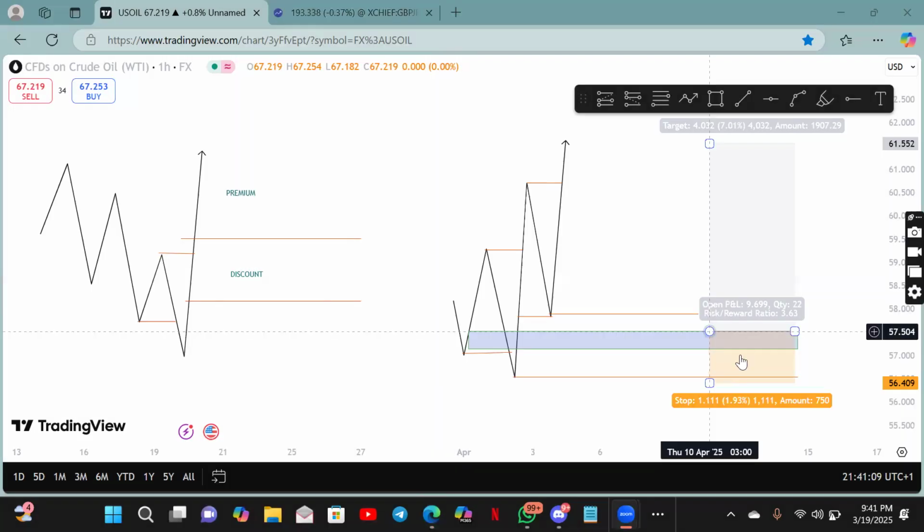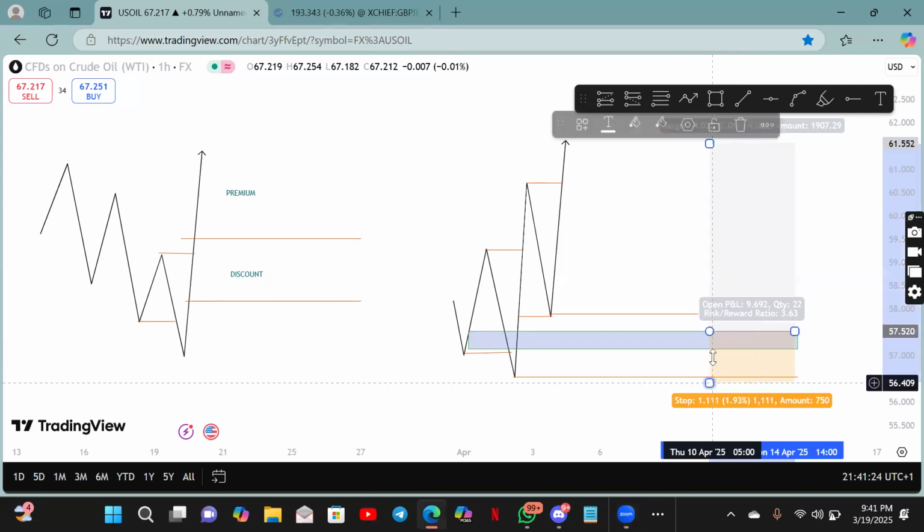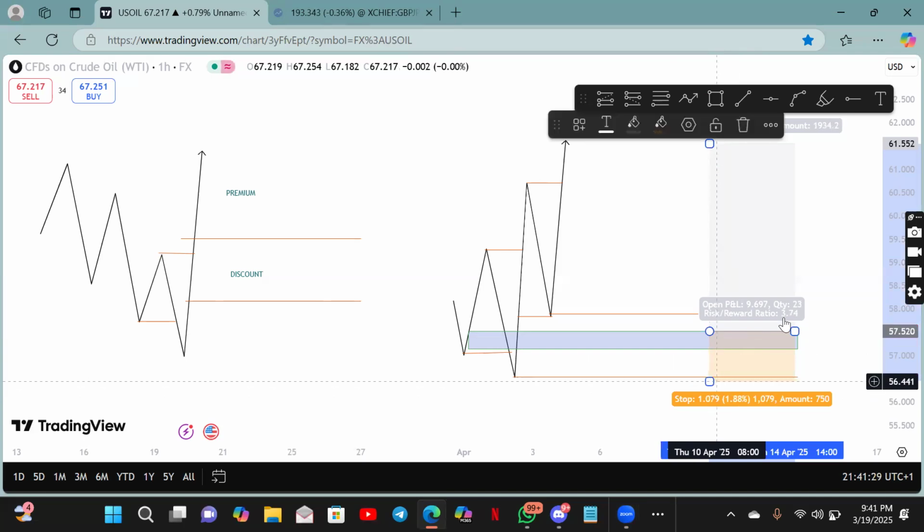When you enter on confirmation entry, you can have your change of character here. You go to your lower time frame, you can see your change of character here. And when you see your change of character here, you can as well risk something huge by increasing. Look at it now. If you put your risk to reward here, it will be 1:374. Are you not seeing it?